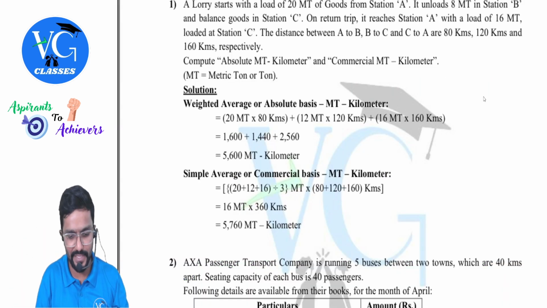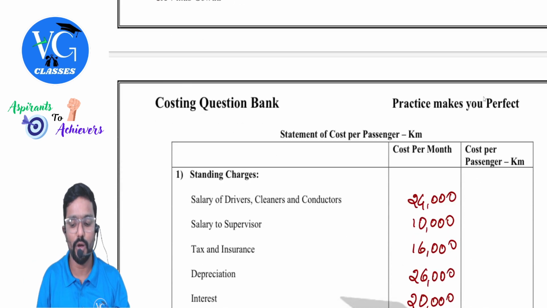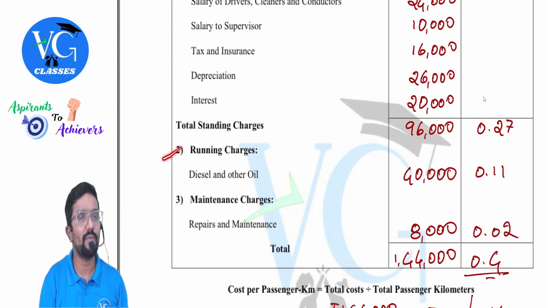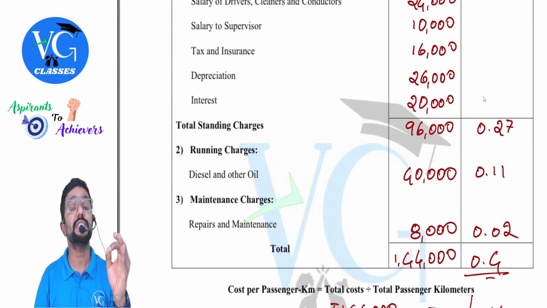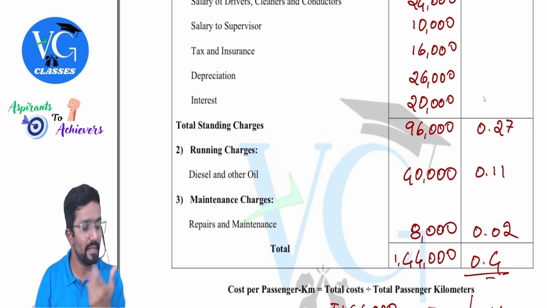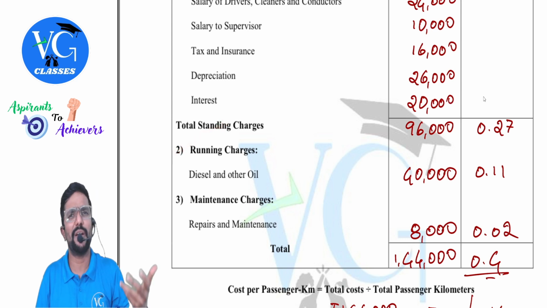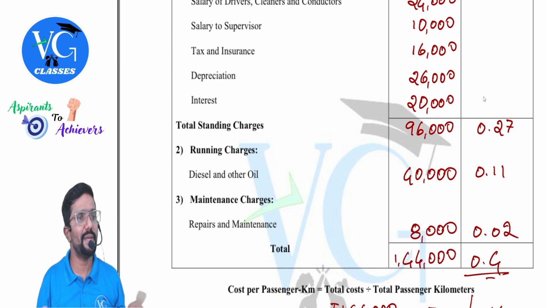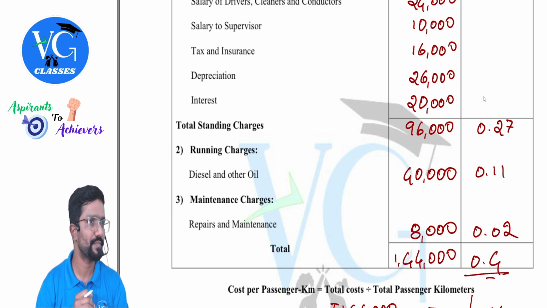I will show you the way of presenting the answer also, so that you will know how to present it. You will divide the cost into standing charges. Standing is nothing but fixed. Then running charges. Sir, what are running charges here? If the cost varies with how many kilometers the bus or truck runs, that is called running cost, like petrol cost, diesel cost. Then one more thing is maintenance. Repairs and maintenance always put under this, like semi-variable.